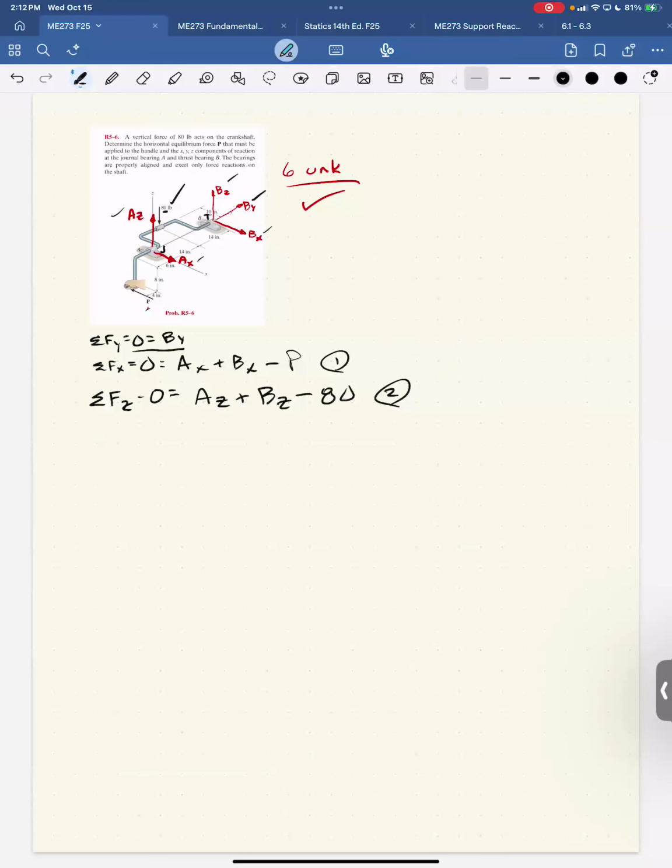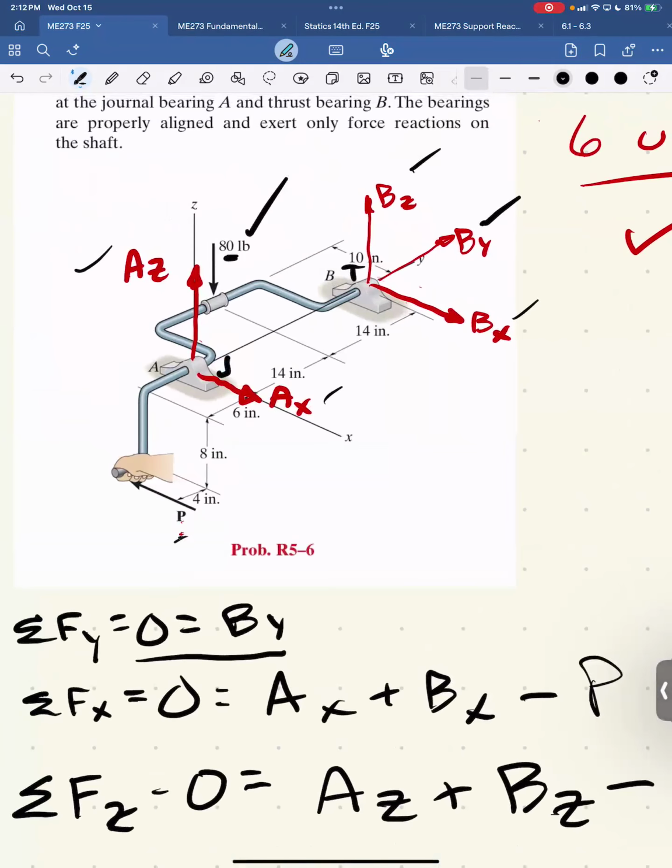And now sum of moments about x. All right. So the reaction at A goes away because both of those pass through A. By passes through A, so it has no moment. Bx is parallel to x, so it has no moment. So the only ones are this one and this one. They give moments about the x-axis. So let's do P first. No, P is parallel. It's Bz, sorry.